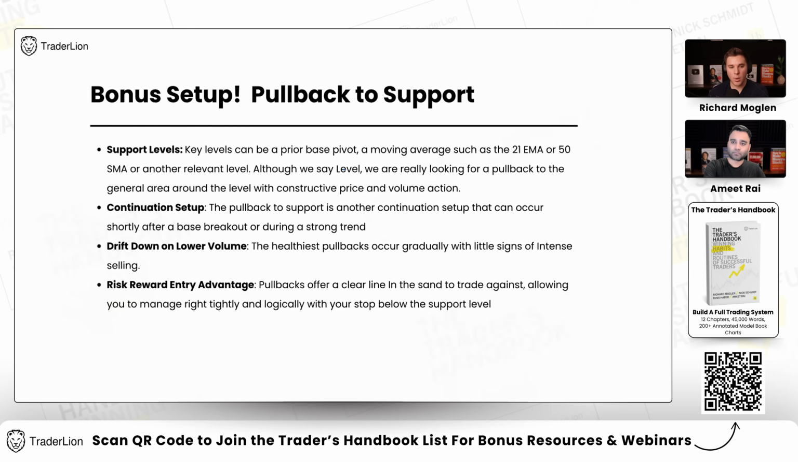with little signs of intense selling. And what we're looking for is a risk-reward entry advantage here, because what's great about pullbacks to support is it's really clear where the line in the sand is to trade against, and you can put your stop loss after it shows support and rebounds, right below that key level, allowing you to manage risk tightly and logically, which is what you're looking for in terms of setup and entry tactic.